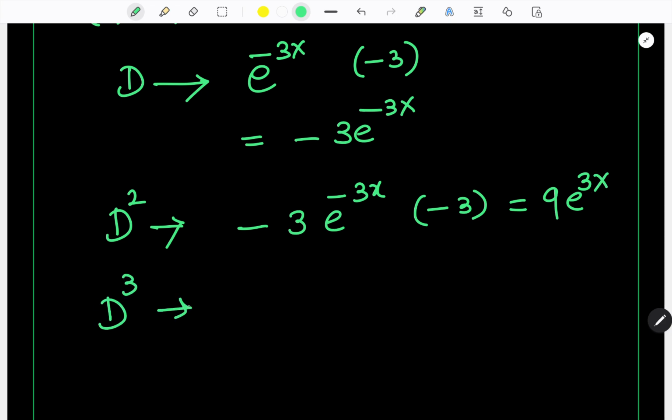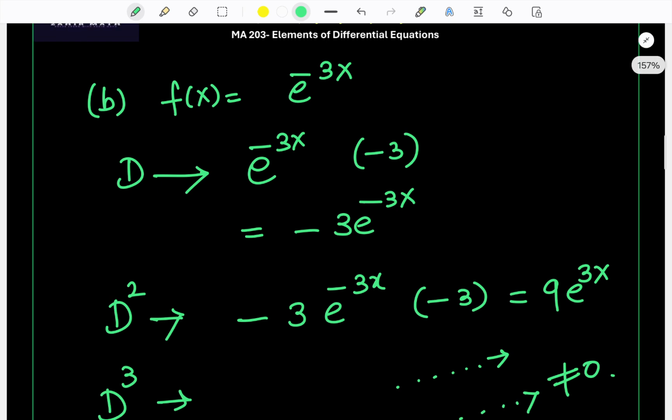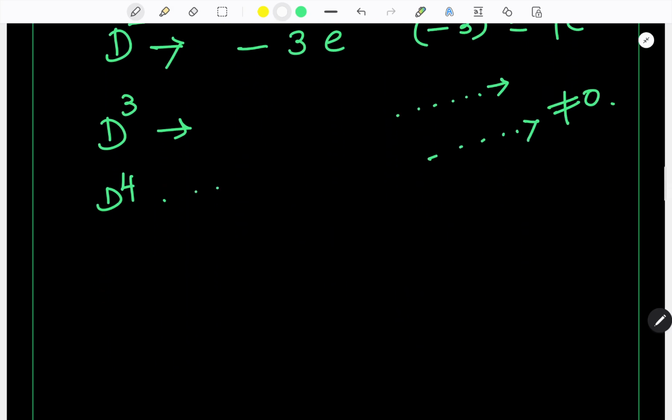When I take D cube, the function keeps going. When I take D power 4, the function keeps going. It will not become 0 as long as the derivative continues. So we need to think in a different way. Look at the first derivative, e power minus 3x times minus 3. Suppose I add plus 3 e power minus 3x, what happens? It becomes 0.